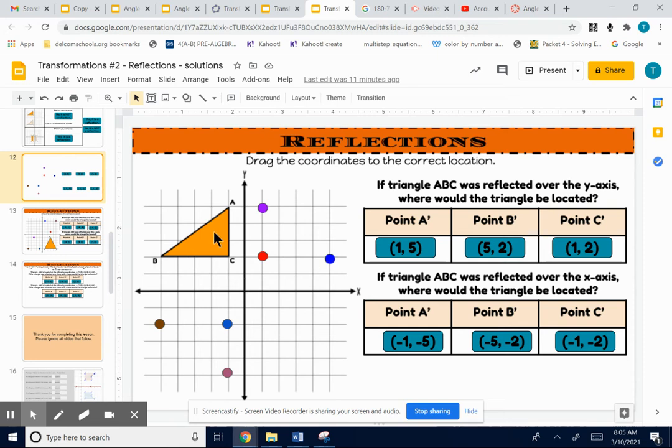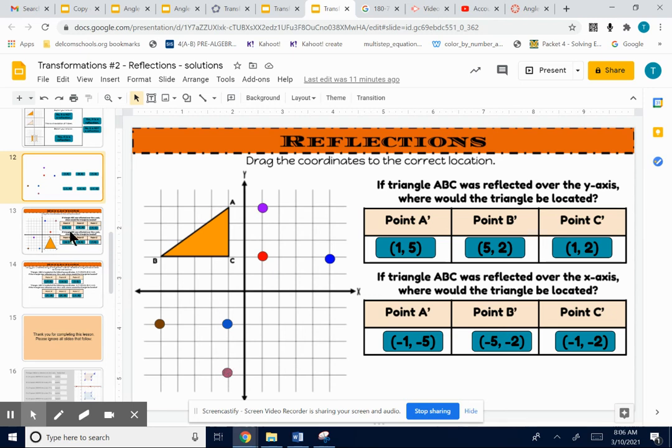If you reflect over the x-axis instead, the horizontal x-axis, now instead of right and left, you're thinking up and down. So if C is 2 spaces above, C prime is 2 spaces down. B is 2 spaces above, so B prime would be 2 spaces down. A is 5 spaces above. A prime would be 5 spaces down below. You can figure out the coordinates after you get an idea of where they would be.